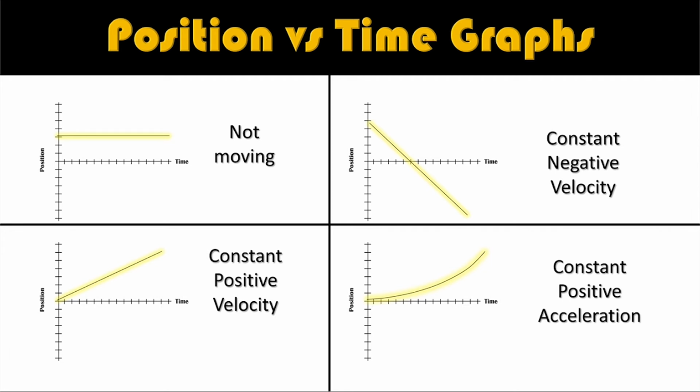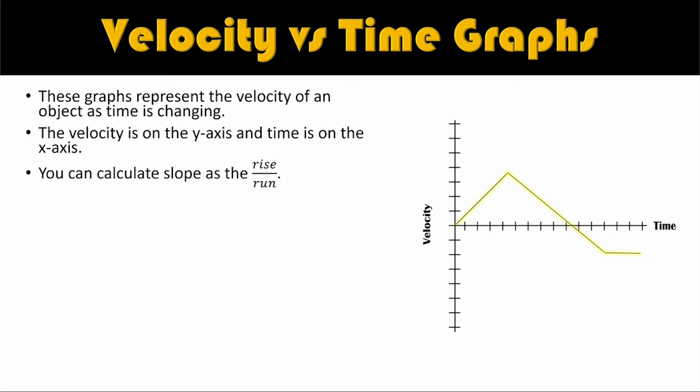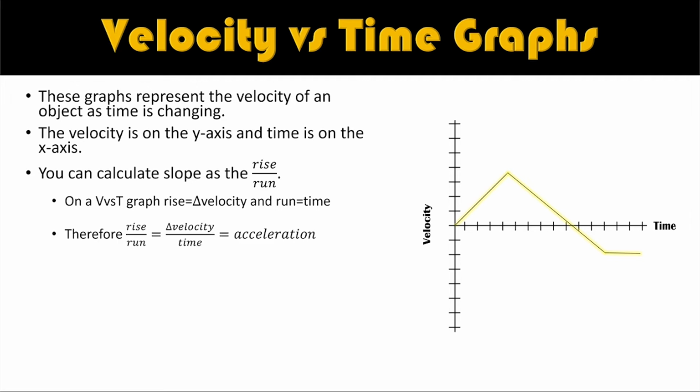Now let's look at velocity versus time graphs, okay? So a velocity versus time graph just shows the velocity of an object as time is going by. So how is the velocity being affected over time? Now on this one, the y-axis is velocity and the x-axis is time. And once again, the slope is going to be very important, calculating that rise over run. And on this one, the rise is the change in velocity, and the run is going to be, once again, time. So what does that mean?